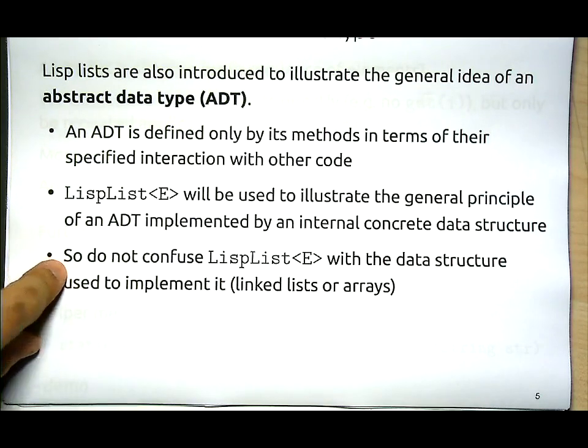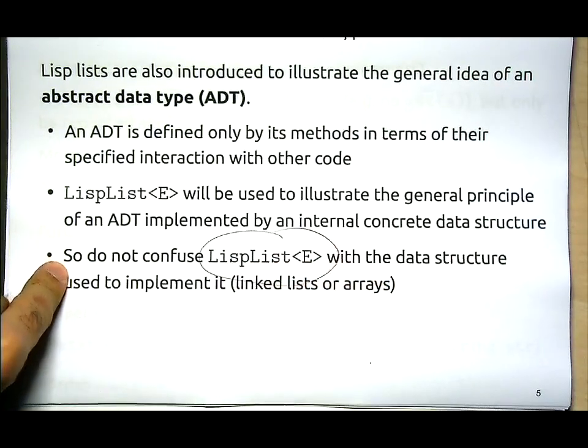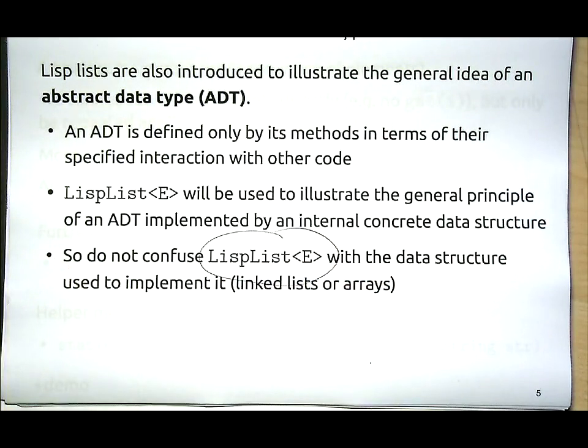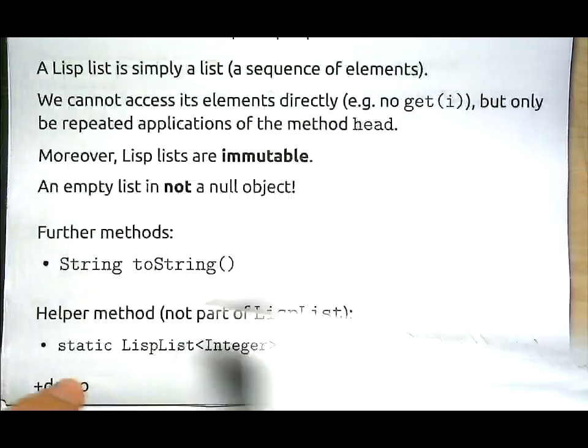So it's important not to confuse this data type with how it's actually going to be implemented, which is going to be by some data structure based on linked lists or arrays. We're going to see that afterwards. For now, we're only interested in the abstract description, which is the methods you can use to actually access and use these lists. Okay?